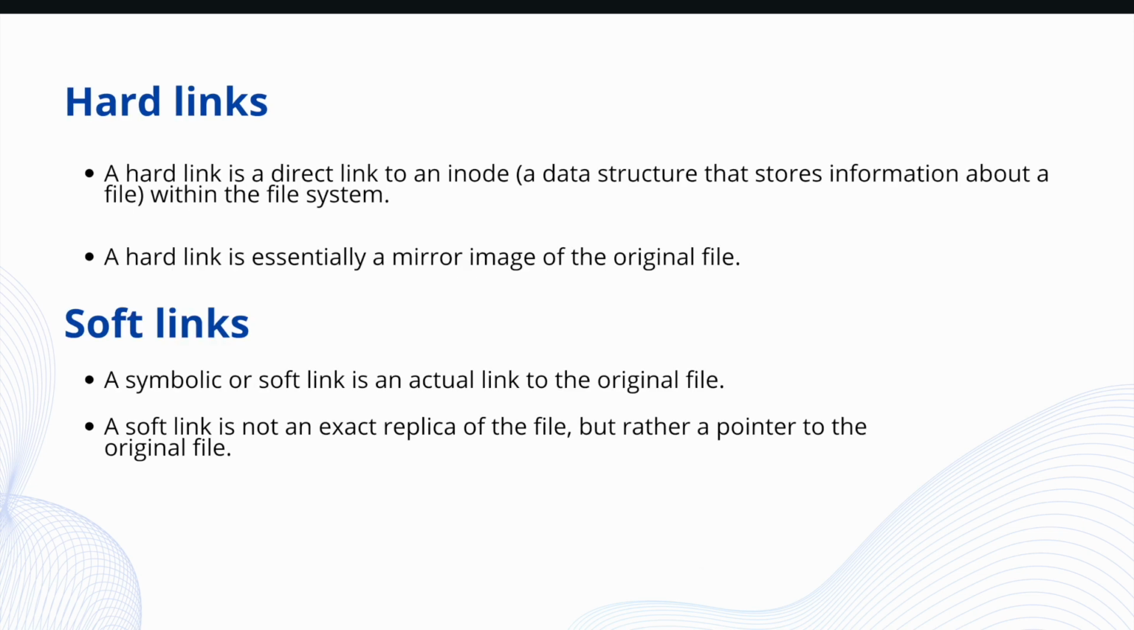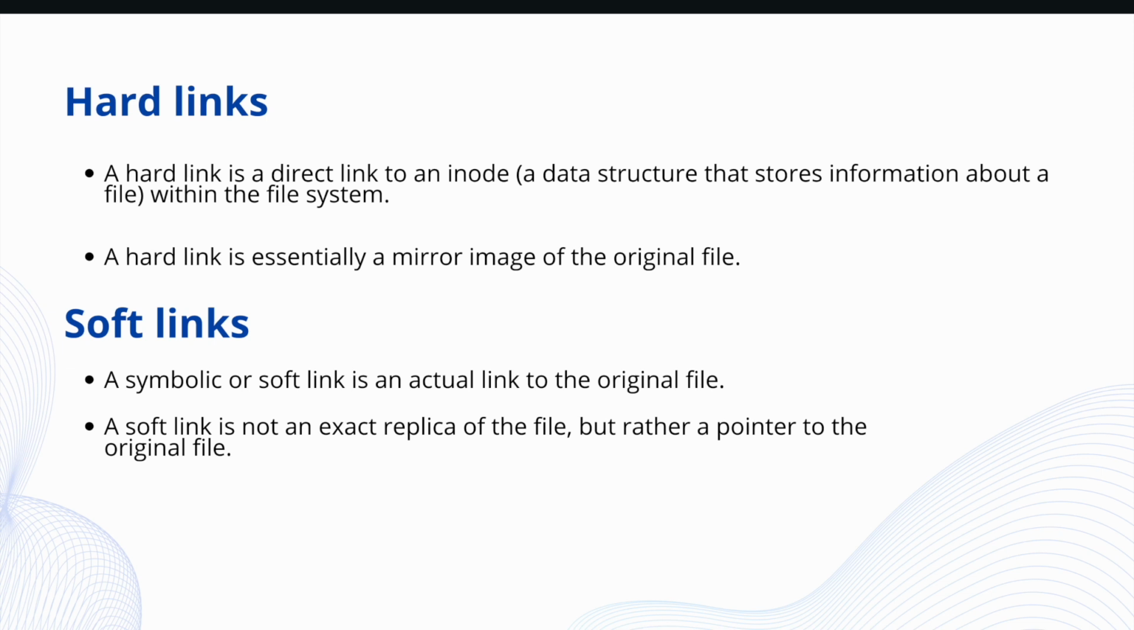So, what are hard links and soft links? A hard link is effectively an identical replica of the file. Therefore, the hard link and the actual file will both have the same inode. So, what is an inode now? An inode is a data structure that stores information about a file. If you want to know more about the inode, you can check out my video on inode by clicking on the I button here.